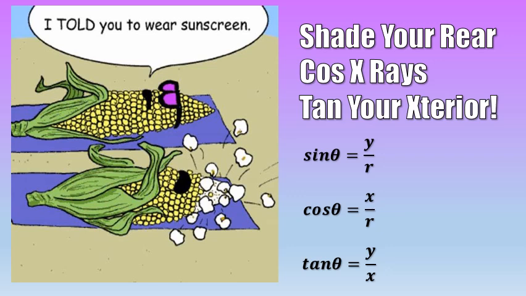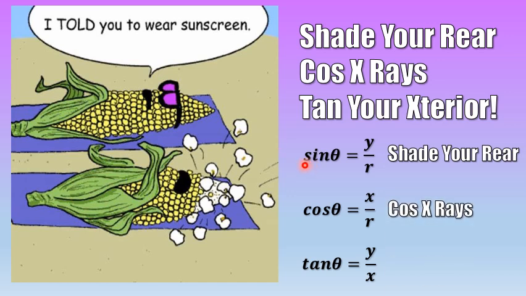So let's just go over this again. We know SOHCAHTOA, so we know sine is opposite over hypotenuse. But today I'm going to show you how opposite over hypotenuse can also represent a y over an r. And that is how you remember sine theta is y over r. We say sine, shade your rear.